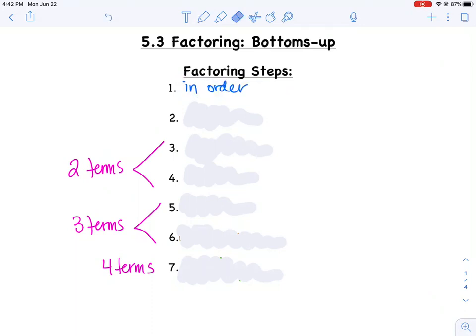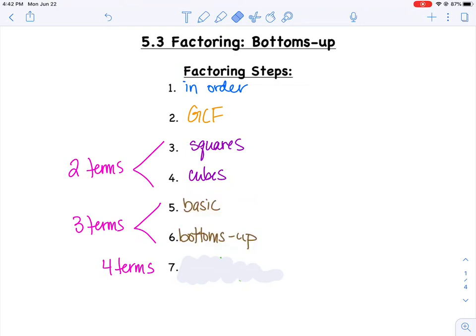Remember, number 1 is to put it in order, highest exponent to lowest. Number 2 is to look for that greatest common factor. After that, you're going to determine how many terms the polynomial has, whether it has 2 terms, 3 terms, or 4 terms. If it has 2 terms, you're going to try to factor it with the difference of squares or a sum or difference of cubes. If it has 3 terms, then you're going to factor it either with basic factoring or what we call bottoms up. And if it has 4 terms, we're going to use our grouping technique.